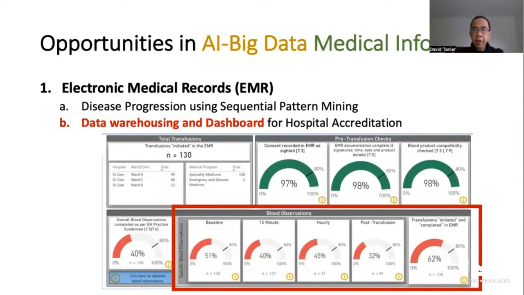When you look at the data, you might not be surprised that the data is very dirty. Nurses may not follow this particular policy. So in this case, we build a dashboard so that the management can see the compliance rate and then see how to improve the practice in hospital.